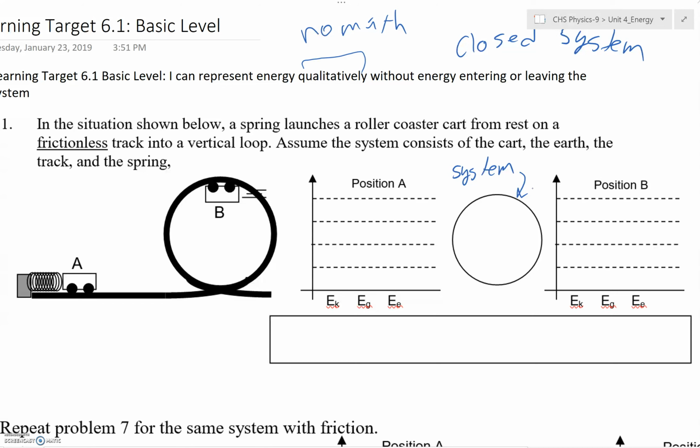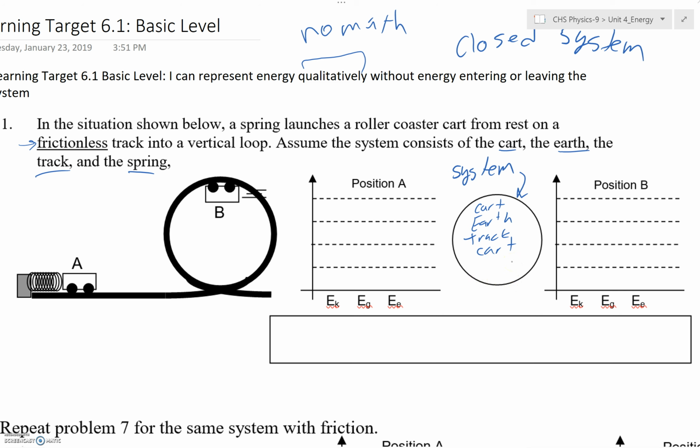If you read through the problem, it says a spring launches a roller coaster from rest on a frictionless track, so that's going to be important. Then assume the system contains the cart, the earth, the track, and the spring. Really the only thing that's important here is the cart and the spring, but we can write down all that stuff in the O of our LOL diagram. So we've got cart, earth, track, and the spring. That's everything in our system. Down below is where we'd show energy transfer going in or out, but we're not going to have that because this is the basic level.